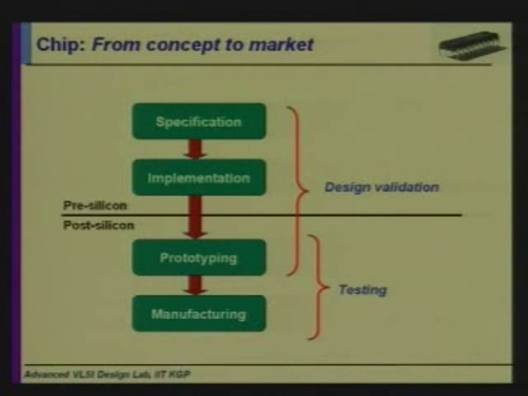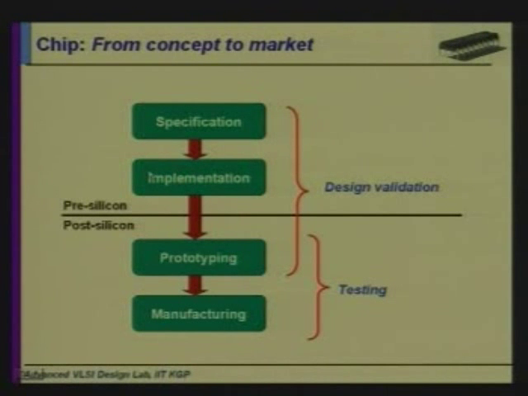Now, for chips, this is the basic overview of how chips are manufactured. First we start with some specification. Those are basically English documents specifying what is intended from the chip, and they specify the high level behavior of the chip. Then the designers make the implementation, it may be using Verilog, VHDL, whatever.